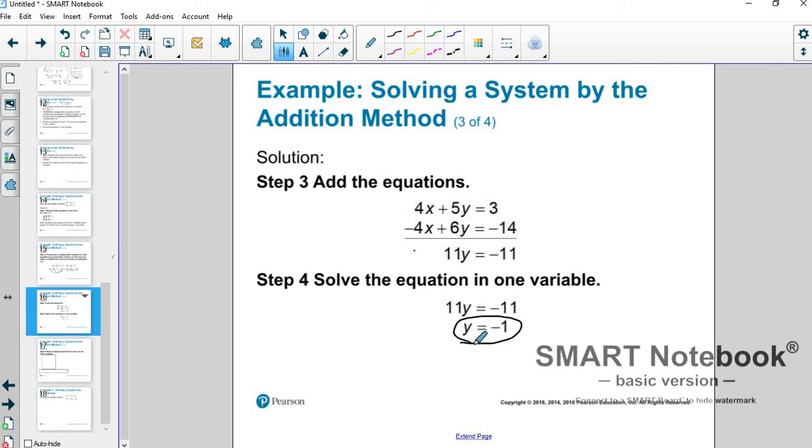What do I need to do next? I need to go in and plug in to one of the other equations. It doesn't matter because I didn't solve one of them for anything. So I go back and plug into one of my other equations.